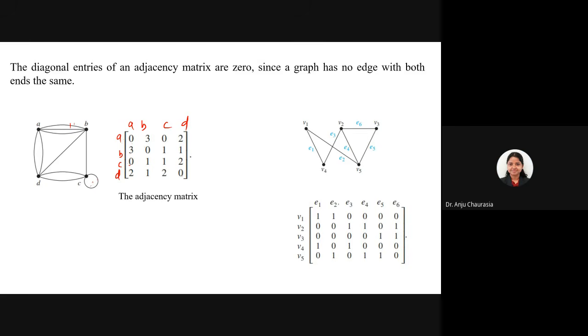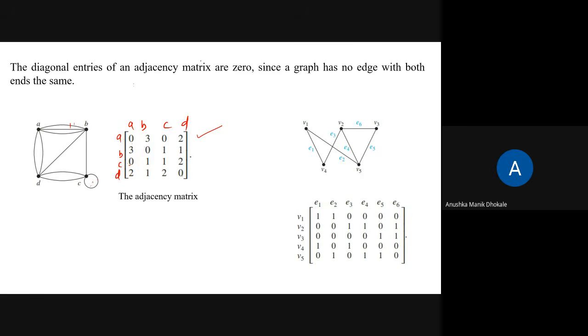Ma'am, so in the exam you have to do like this. Ma'am, the statement that is written above, it's wrong. Where? Ma'am, the diagonal entries of an adjacency matrix are 0. No, this is not wrong. The diagonal entries of an adjacency matrix are 0 when the graph will have no edge with both ends the same. Okay, ma'am. But I will explain later. I don't have an example of that.